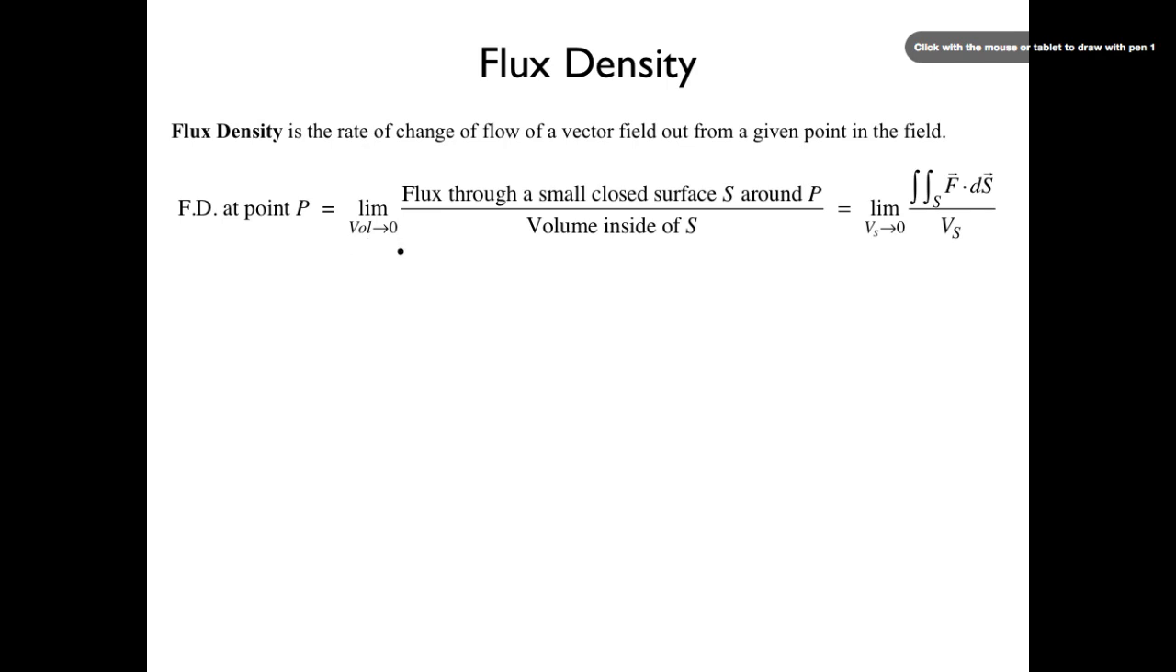So we're going to squeeze in around that point, and look at what happens to this ratio of the flux out of this closed surface relative to the volume inside. Mathematically, that would be our flux integral for the closed surface divided by the volume inside S. To get the flux density at the point, we let that volume shrink to 0 and see what this ratio does as you shrink down to the point. Okay, does that idea make sense? So that's flux density.